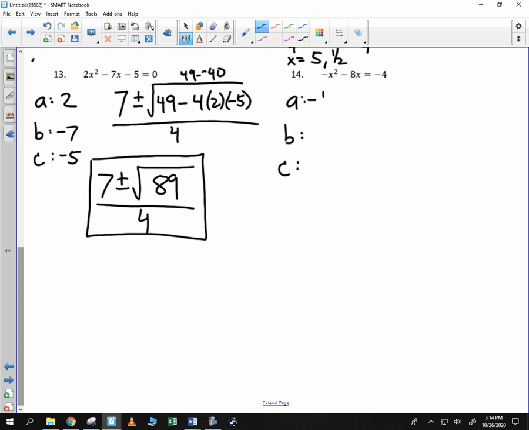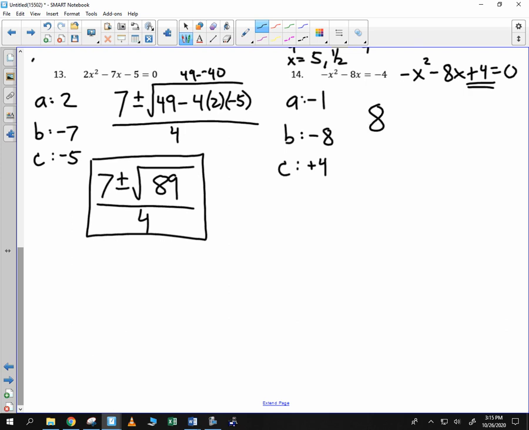A is negative 1. B is negative 8. But C is not negative 4. You must have it written so it equals 0. Negative x squared minus 8x plus 4 is equal to 0. Notice how I move the 4 over. That makes the C a positive 4. Always set your equation equal to 0. That's the way the quadratic formula works.